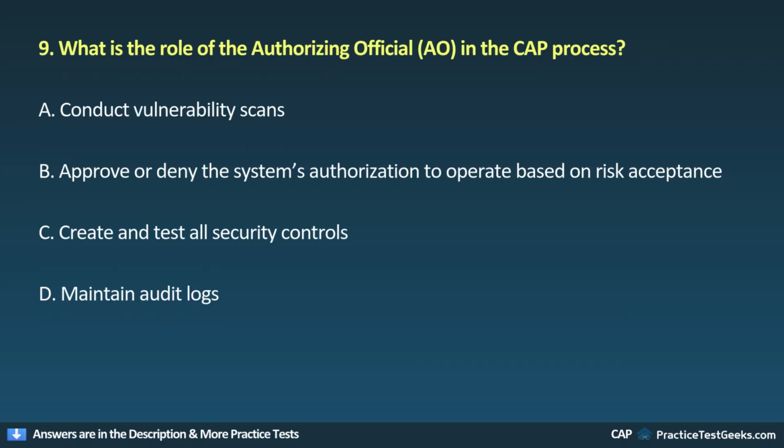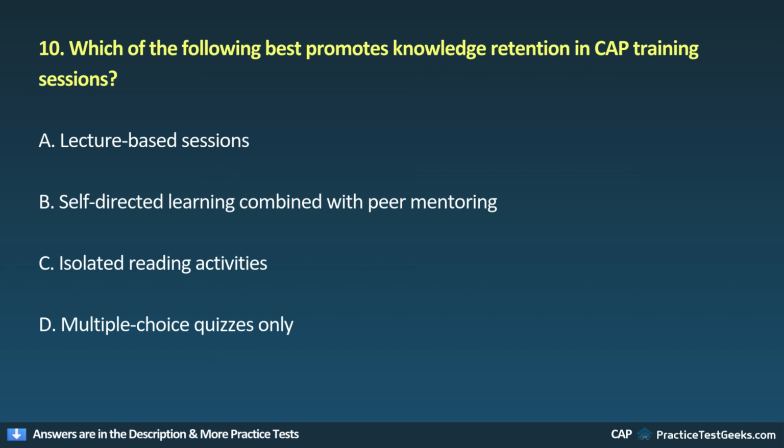9. What is the role of the Authorizing Official, AO, in the CAP process? A. Conduct vulnerability scans. B. Approve or deny the system's authorization to operate based on risk acceptance. C. Create and test all security controls. D. Maintain audit logs.